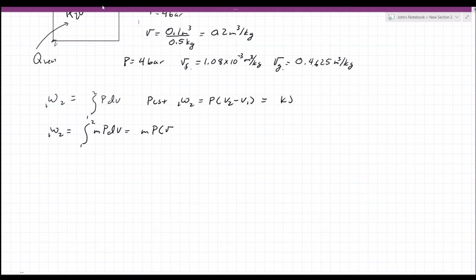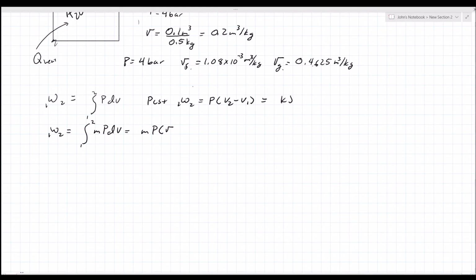But remember, I am dealing with specific volume. Therefore, if I do it with the values I have, this equation actually becomes the integral from 1 to 2 of P dV. Well, to turn it from specific volume into volume, you'll have to recall that this would then become the integral from 1 to 2 of pressure times the mass times the change in specific volume. This will give me kilojoules.